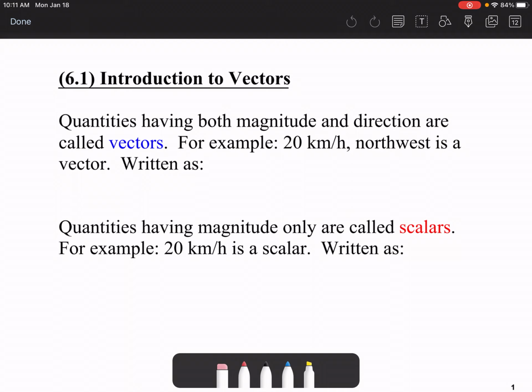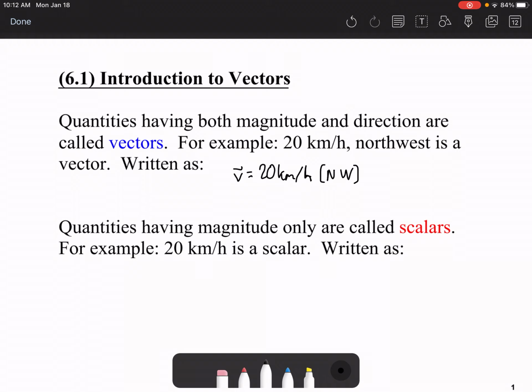For example, 20 kilometers per hour going in a northwest direction is a vector and can be written mathematically. I'm going to call it vector v is equal to 20 kilometers per hour in a northwest direction. You usually put it in square brackets and state its direction. We'll find out other ways to describe directions as time goes on.